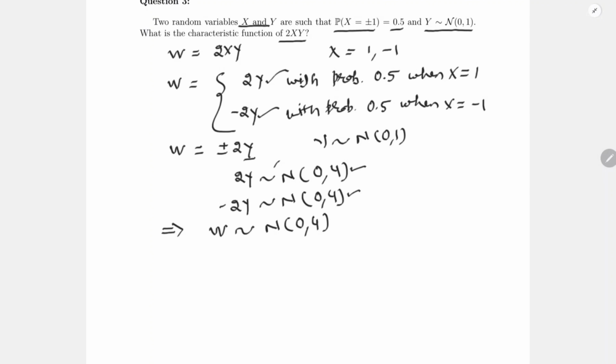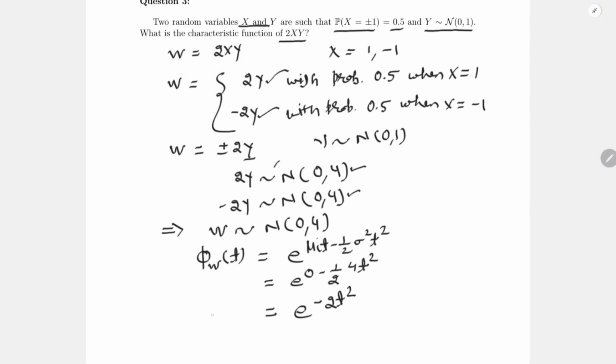Now what is the characteristic function of W? The characteristic function of a normal distribution is e to the power mu i t minus half sigma square t square. In place of mu, we have 0. In place of sigma square, we have 4. So this will be e to the power minus 2 t square.